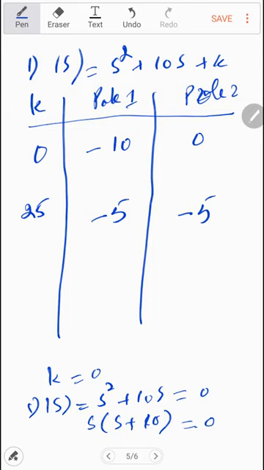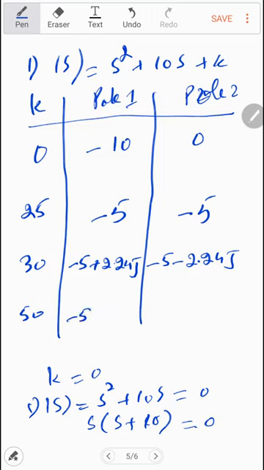Similarly, if you increase the value of k, suppose this is equal to 30, then this will move to minus 5 plus 2.24j, and this will be equal to minus 5 minus 2.24j. When k becomes equal to 50, this will be equal to minus 5 plus 5j, and this will become equal to minus 5 minus 5j.